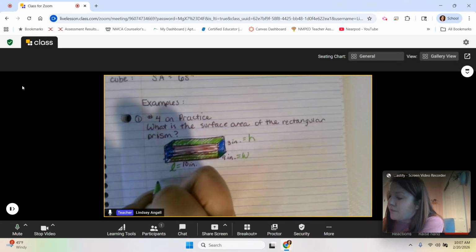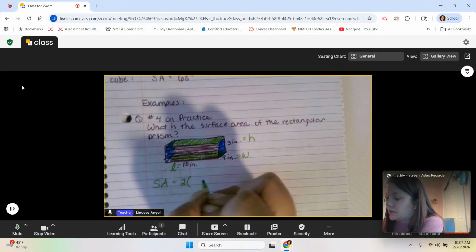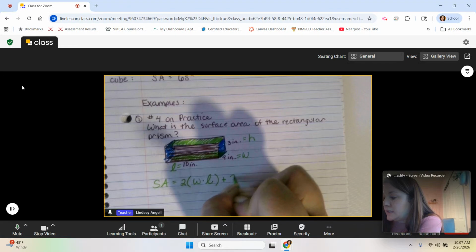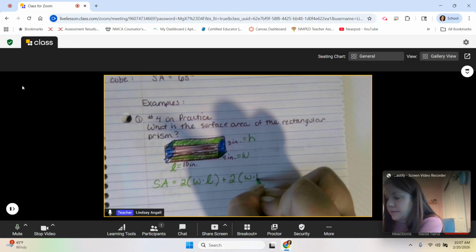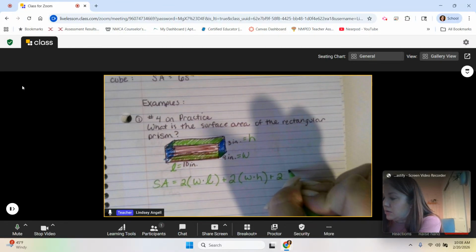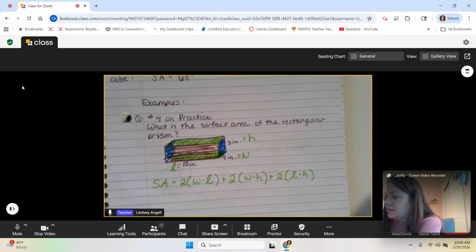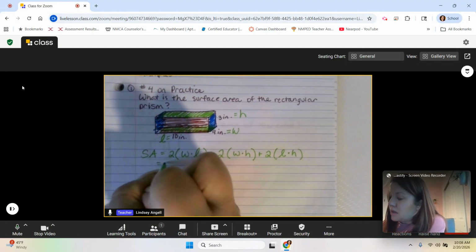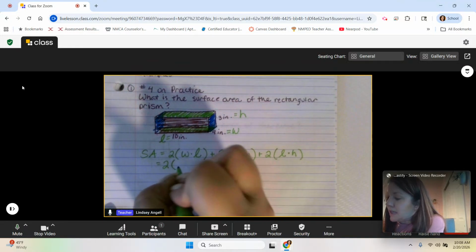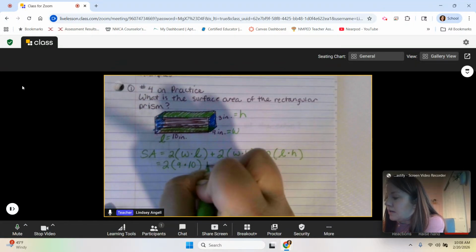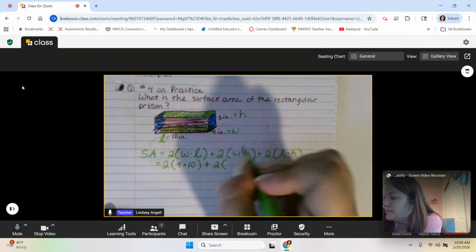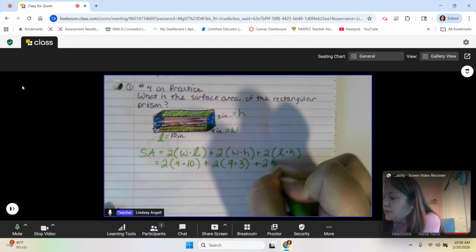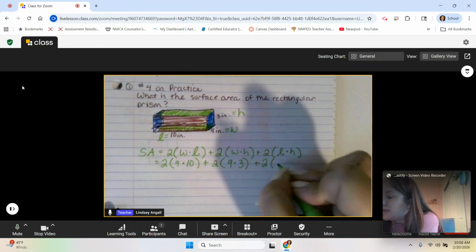So using that formula, I'm going to rewrite it down here. I've got 2 times the width times the length, or length times width, plus 2 times the width times the height, plus 2 times the length times the height. Okay? And then we just have to plug in our values. So we've got 2 times, and the width times length would be 9 times 10, plus 2 times 9 times 3, that's my width and my height, plus 2 times length and the height, so 10 times 3.